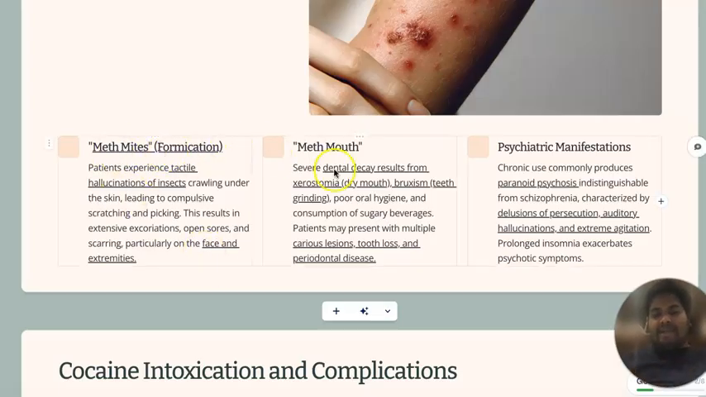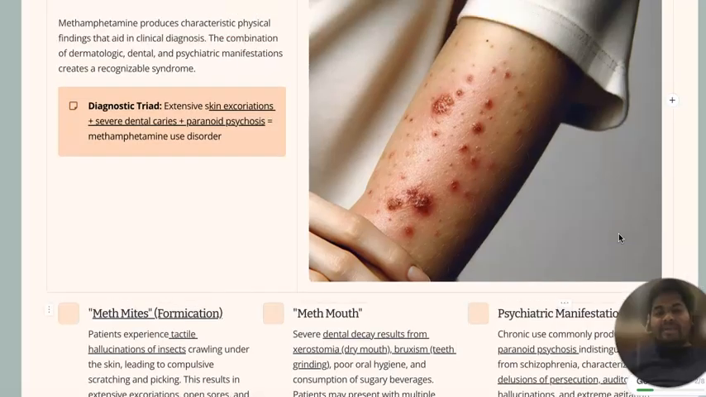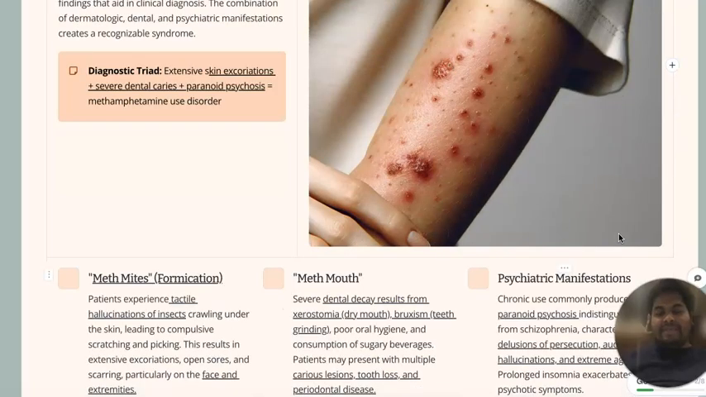Okay, formication. And meth mouth, we said earlier, dental decay, dental caries because of dry mouth or bruxism, that's teeth grinding, and also the person will not be having proper oral hygiene, so this all leads to meth mouth, and that's again dental caries, tooth loss, and periodontal diseases. And as I said earlier, the person will be having paranoid psychosis and delusion of persecution, auditory hallucination, and extreme agitation. So these are some of the clinical features or clinical triads of methamphetamine use.